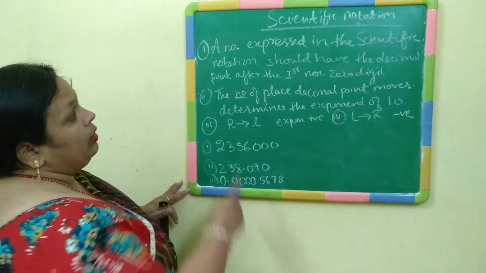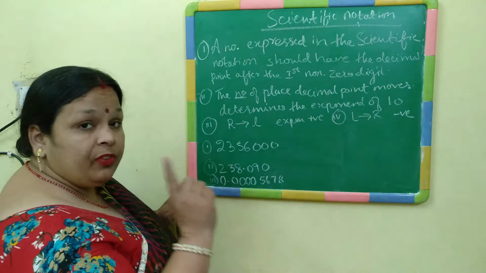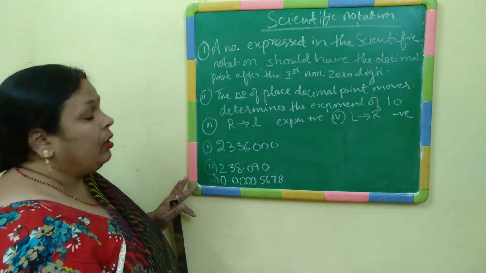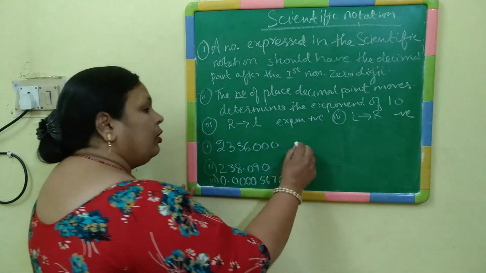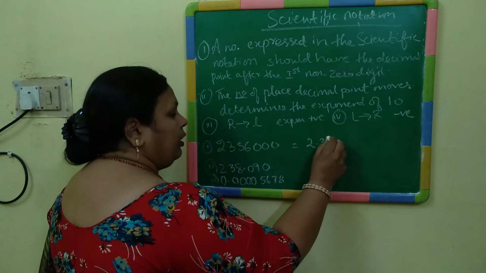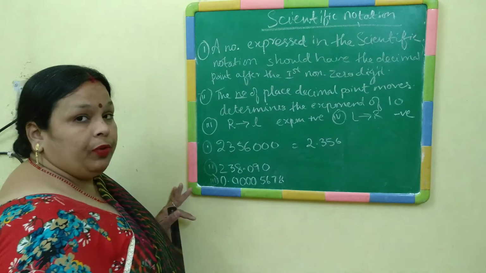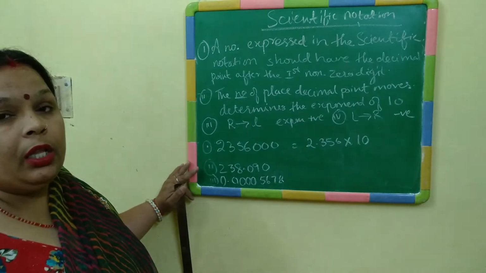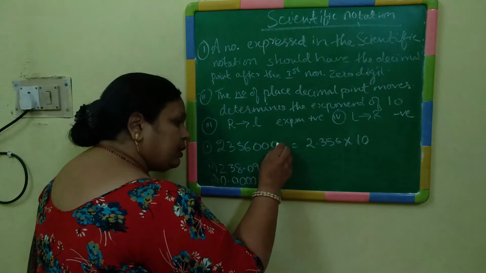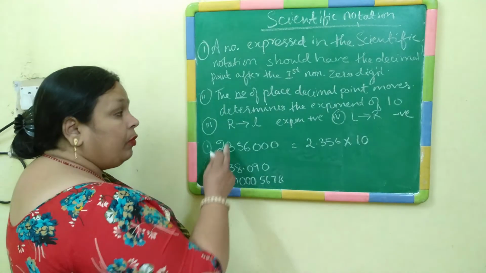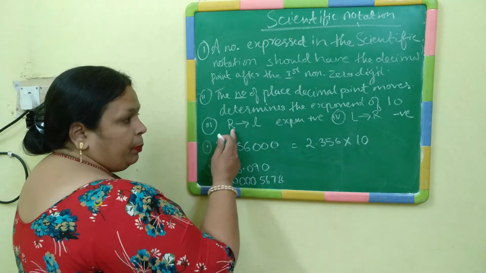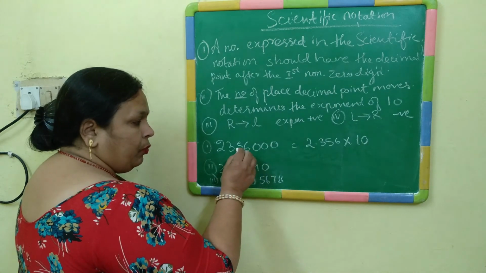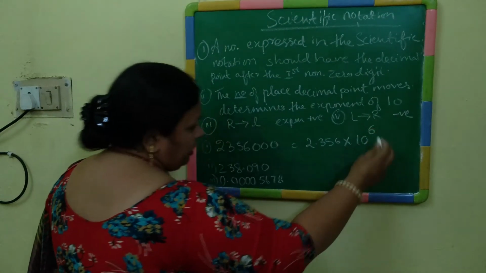The first rule says that if a number is written in scientific form, the decimal should come after the first non-zero number. So it will be written as 2.356. Now, what will be the power of 10? The decimal lies at the end of the number, and we are moving from right to left, so the power will be positive. How many positions is the decimal moving? 1, 2, 3, 4, 5, 6. So the power will be 6.